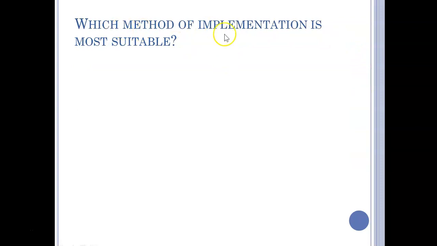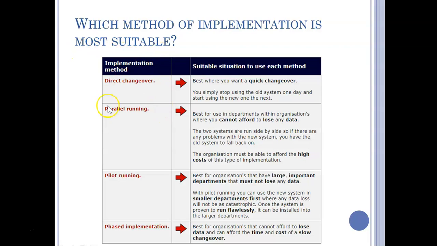So the last slide: which method of implementation is most suitable? Which method might be the most appropriate depending on your situation. They give you a few examples here. For direct changeover, you might want to use this where you want a quick changeover. You simply stop using the old system one day and you start using the new one the next day. So if you want the fastest method of introducing the new system, direct changeover is going to be the best option.